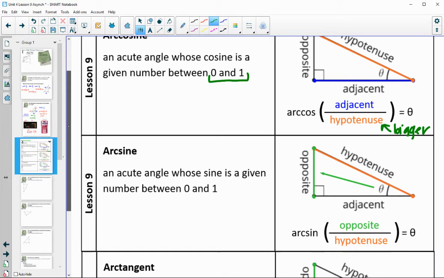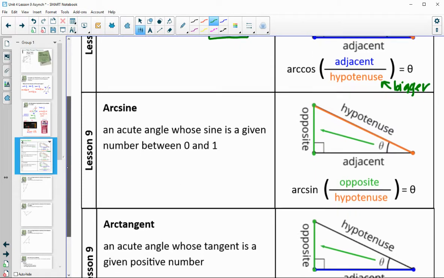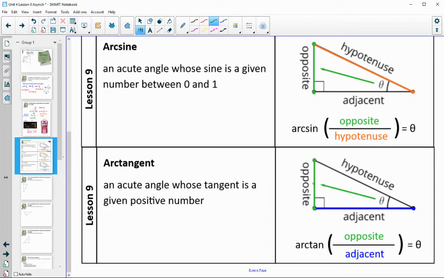So you've got arc cosine. Arc sine will be when you know the opposite and the hypotenuse, and that will always be between 0 and 1 again. And then tangent is the two legs. These can flip-flop which one's bigger or smaller, so any decimal can go into tangent. Okay, any positive fraction there. So opposite divided by adjacent, and do the arctan in your calculator.